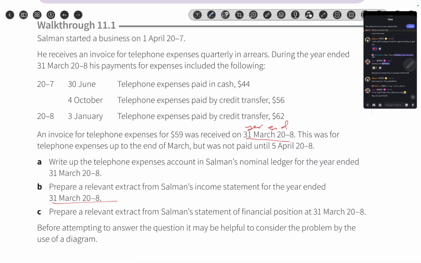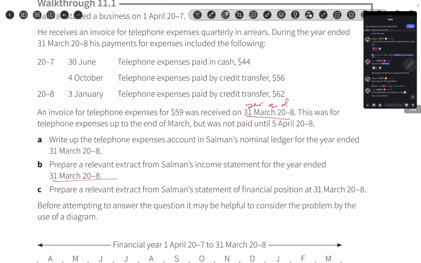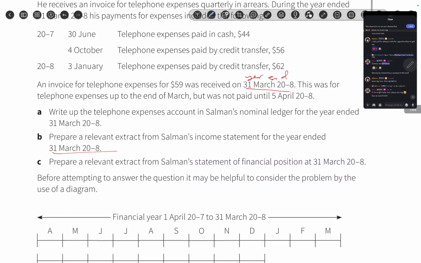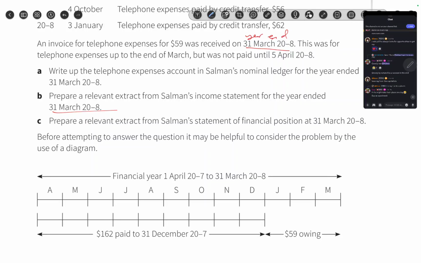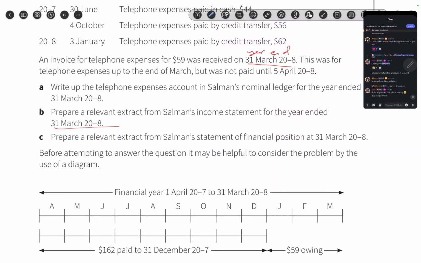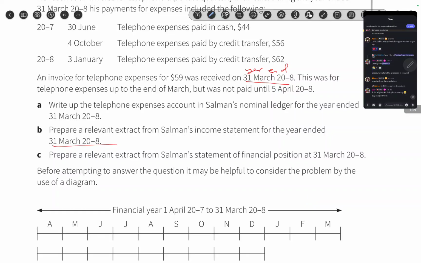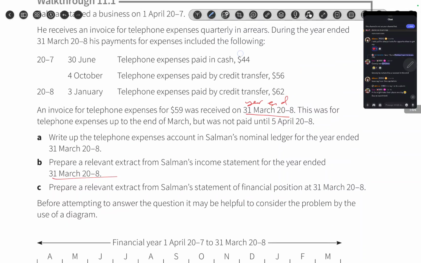April, May, June. Oh, what? That's crazy. December, January, February, March. And then this is 3 January paid by 62. 44 plus 56 plus 62 is 162. So they paid 162.